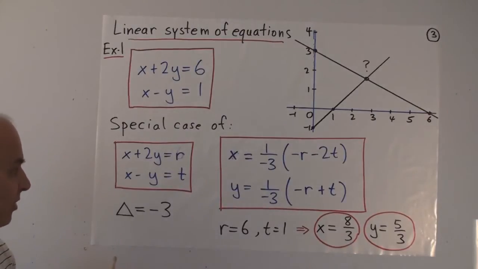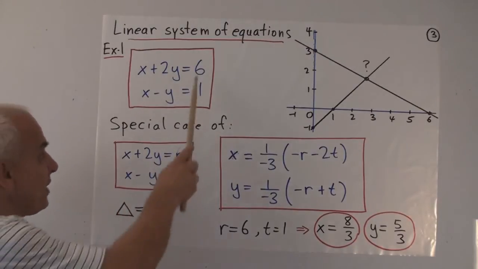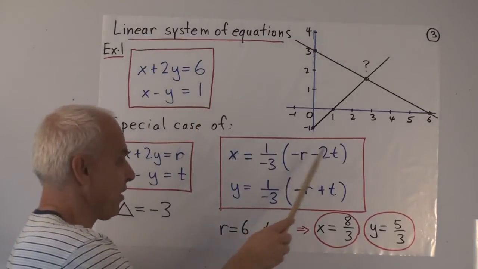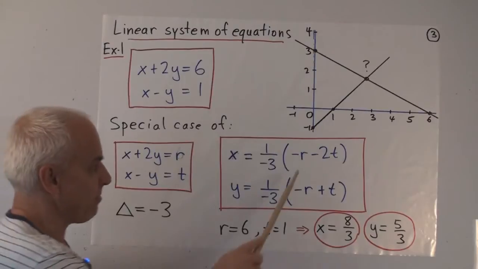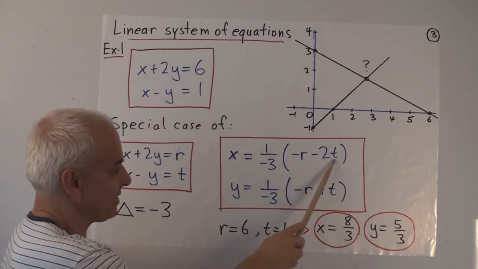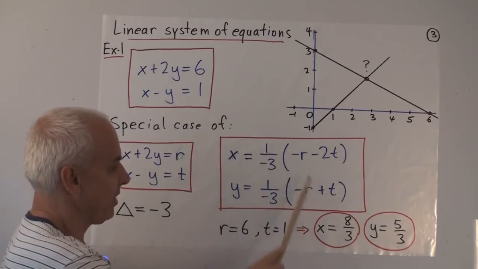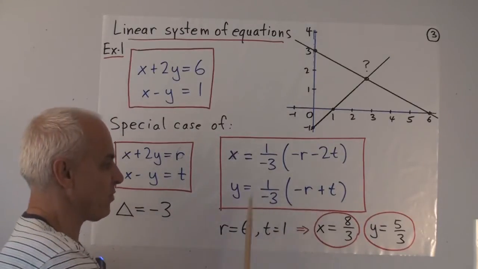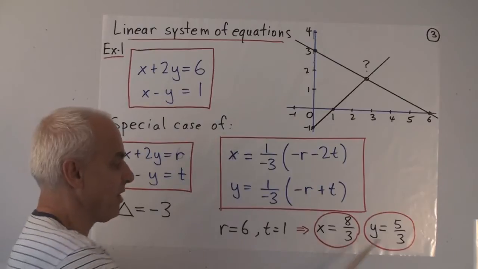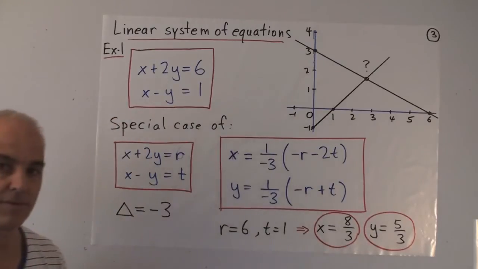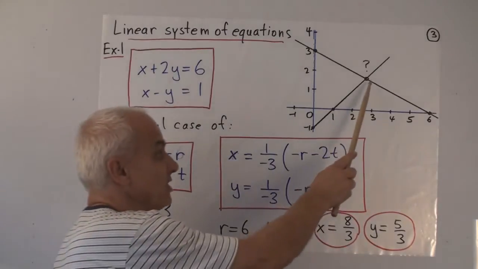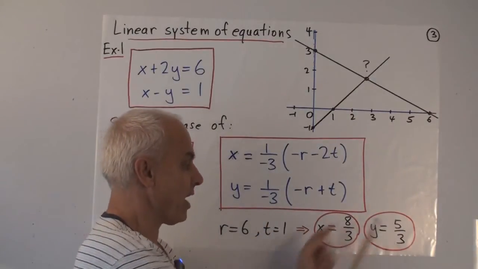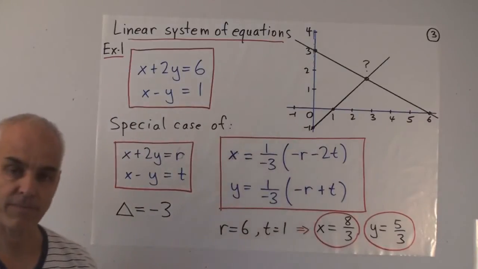And now if we replace r and t with these particular values 6 and 1, put 6 in here and 1 in there, then we get minus 6 minus 2, that's minus 8, with a minus sign here, is 8/3. And here we get minus 6 plus 1, that's minus 5, with the minus 3 there, is 5/3. Telling us that the point of intersection that we're looking for is a point with x-coordinate 8/3 and y-coordinate 5/3.